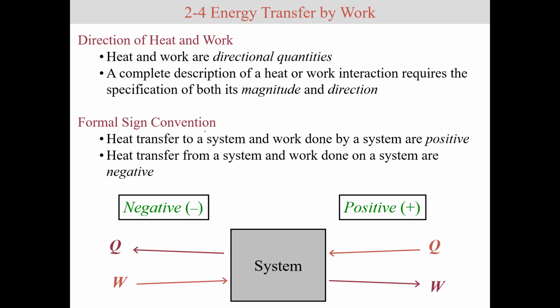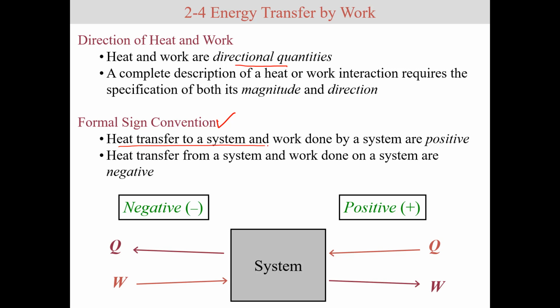What about the direction of heat and work, right? When we're analyzing a system with a first law analysis, how do we discern whether work and heat are positive or negative quantities? Because they are directional quantities. A complete description of heat and work interactions requires the specification of both magnitude and direction. So here in thermodynamics is the formal sign convention. I'm going to cover this, but you can look at it differently. I'll explain what I mean.